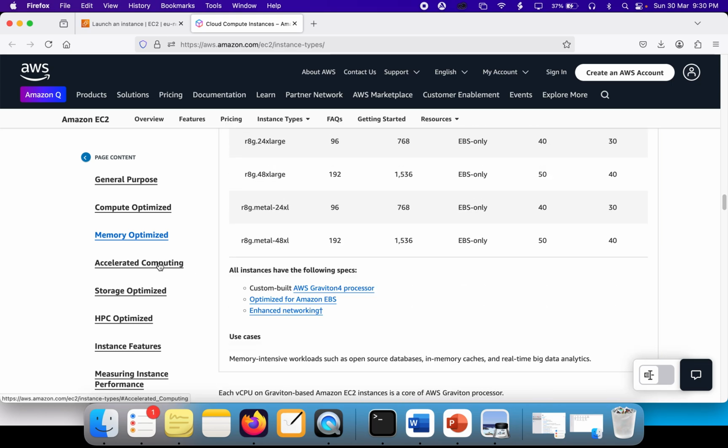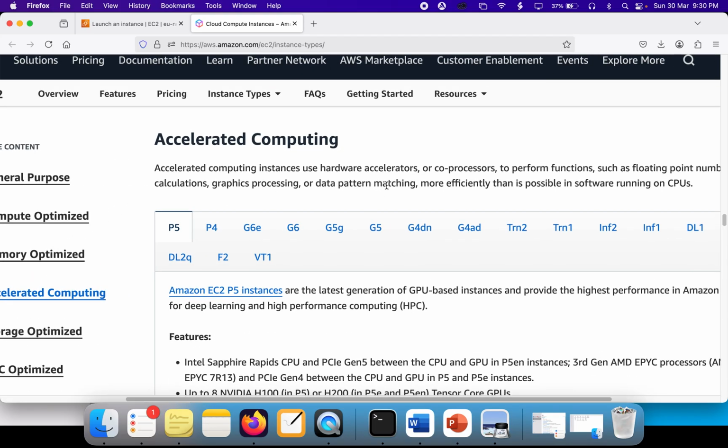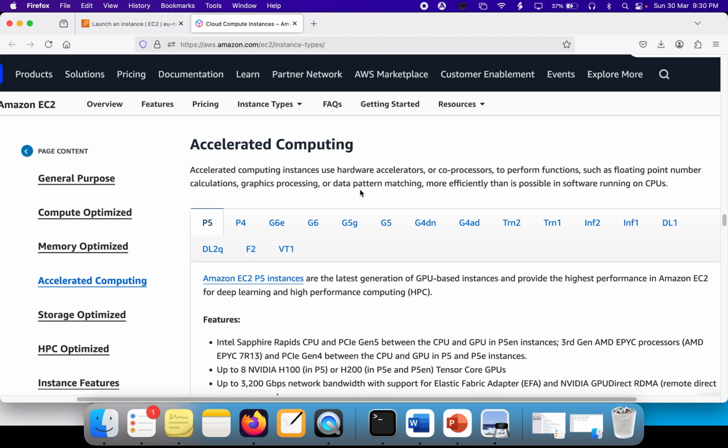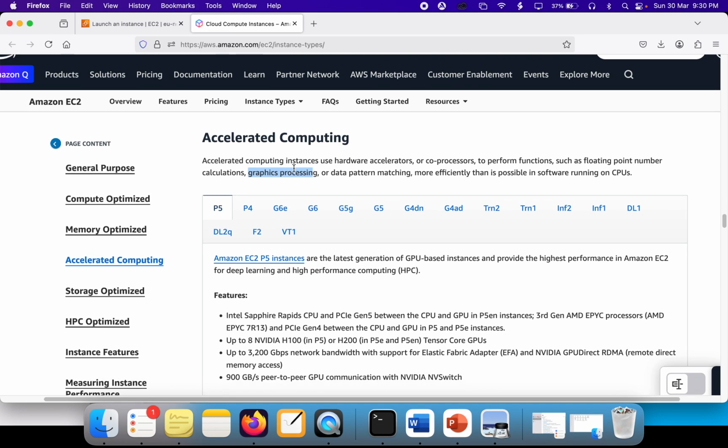Okay, so the advanced computing. If you're using any kind of advanced computing and AI based intelligent performance, then you can go for accelerated computing. Accelerated computing uses hardware acceleration or co-processors to perform functions such as floating point number calculations, graphics processing, and this kind of advanced data processing. So you can just use the accelerated computing instances.